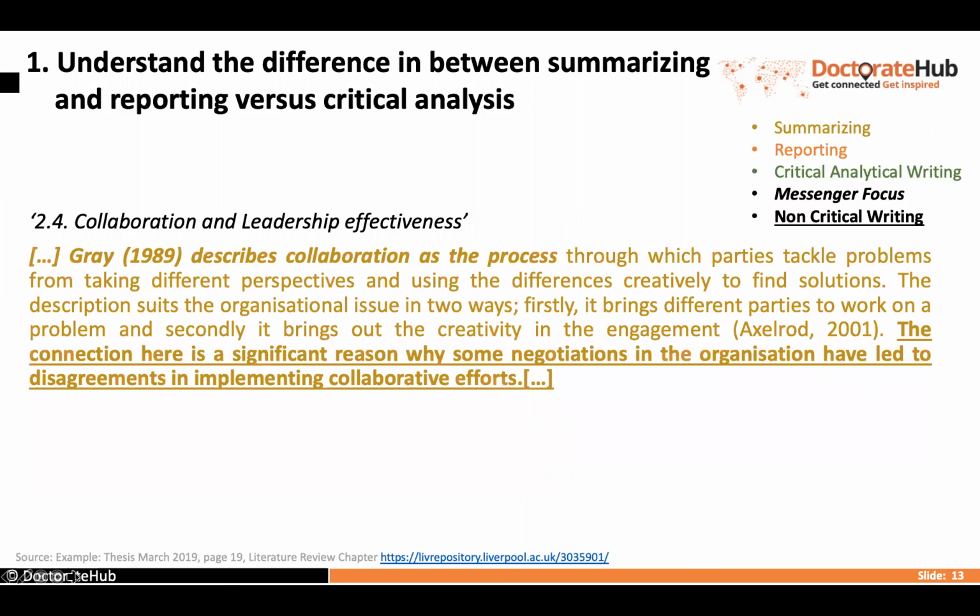Now, this example shows summarizing and non-critical writing elements. So, for example, Gray describes collaboration, so it's again messenger focus. And despite the author being in brackets at the end of the sentence, it's still the second sentence, it's still not going into detail on the argument nor contrasting.